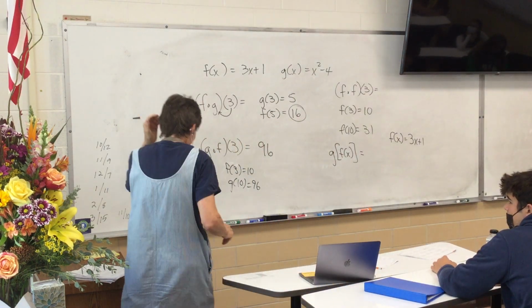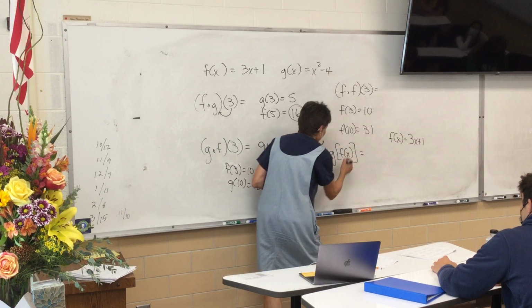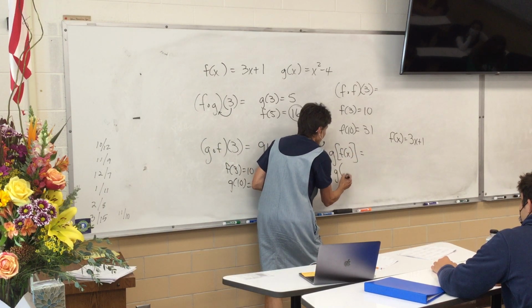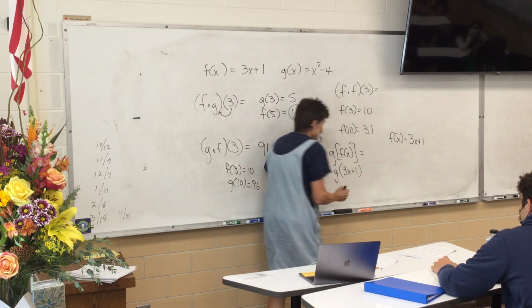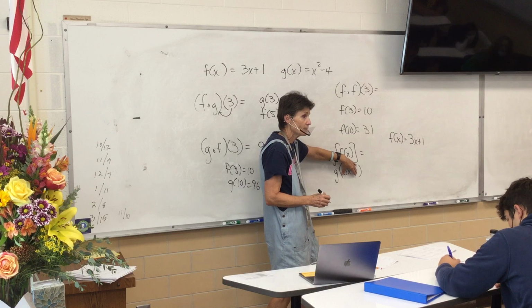All right, so f of x is 3x plus 1. So we are now finding g of f of x. Does that make sense to you? f of x is 3x plus 1.